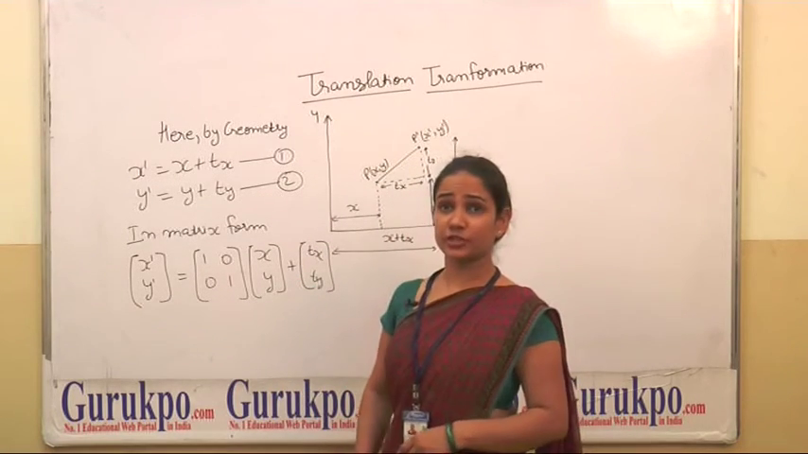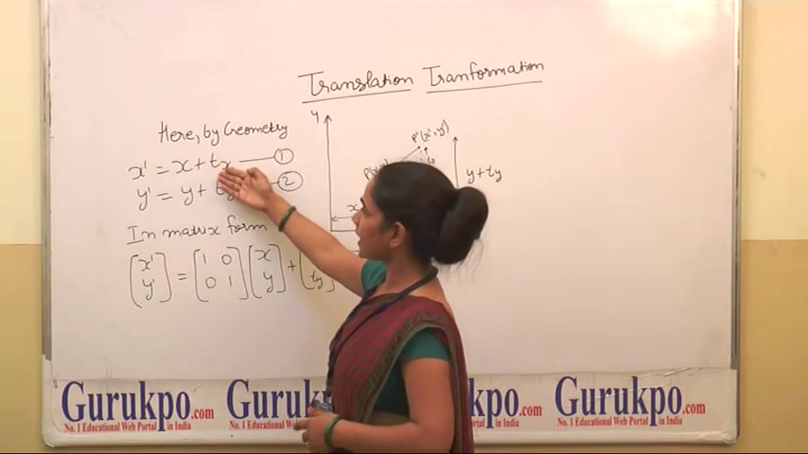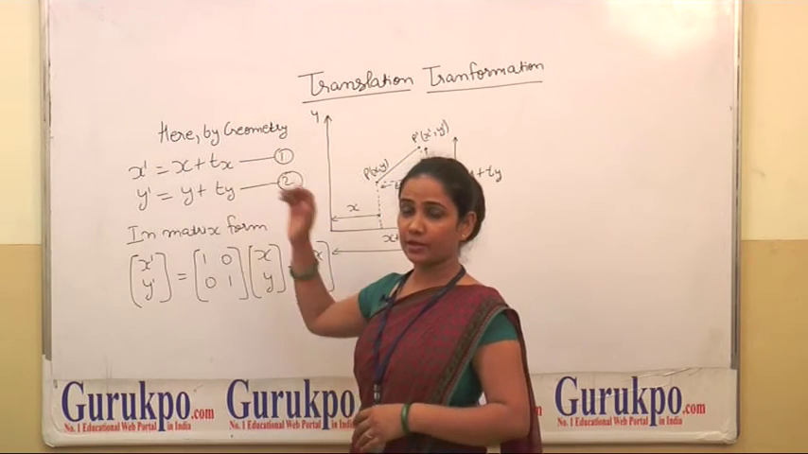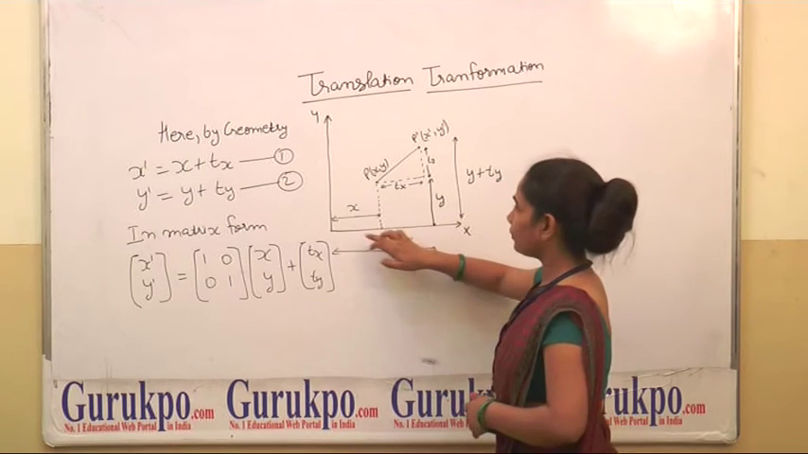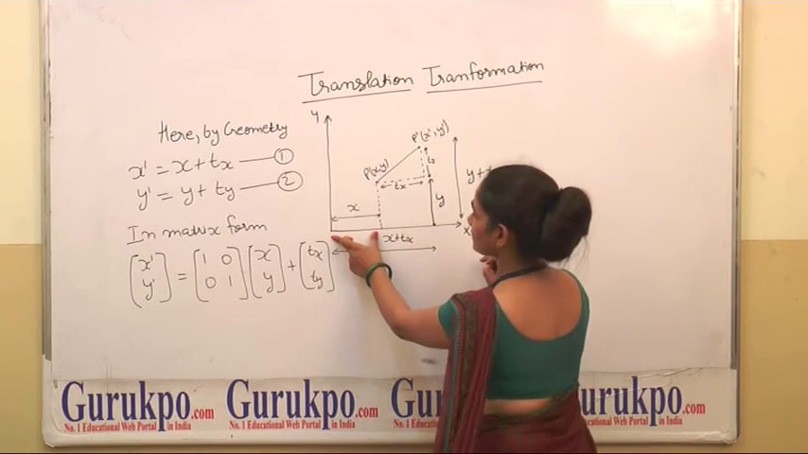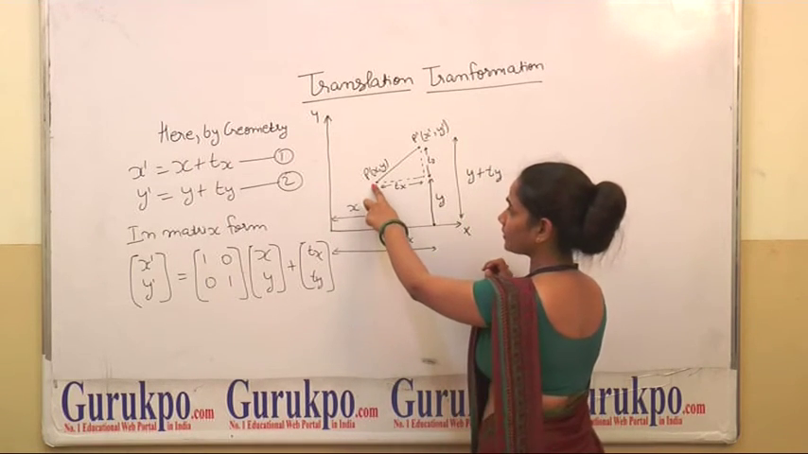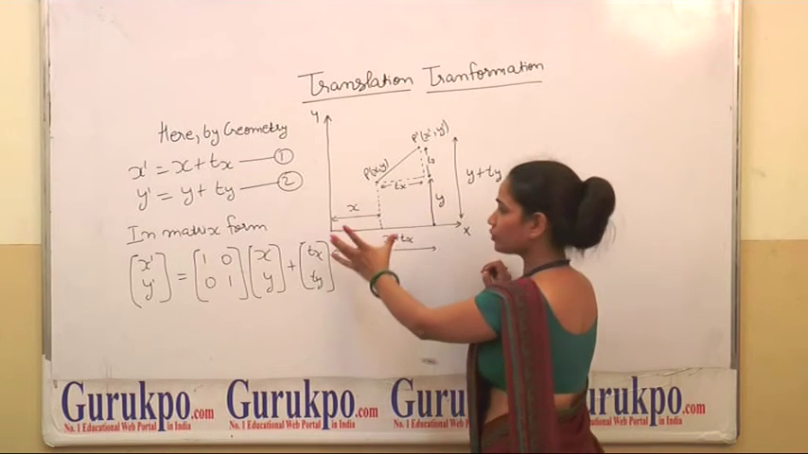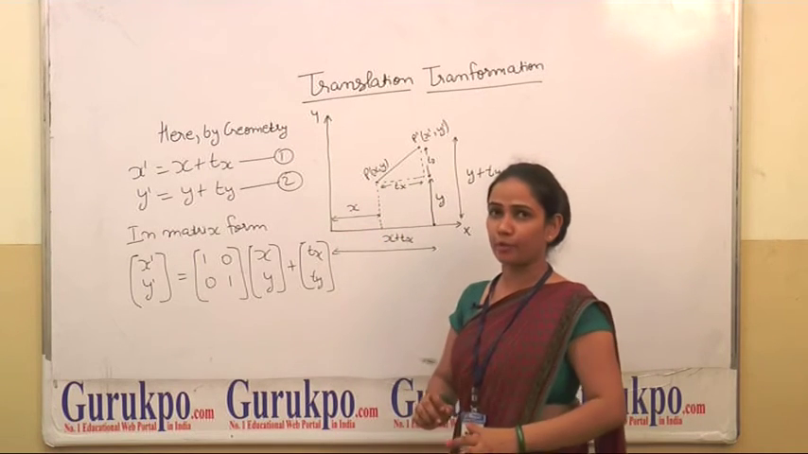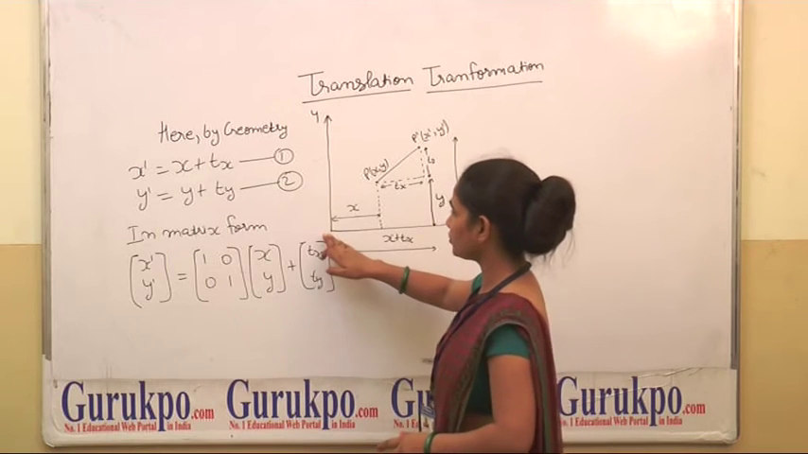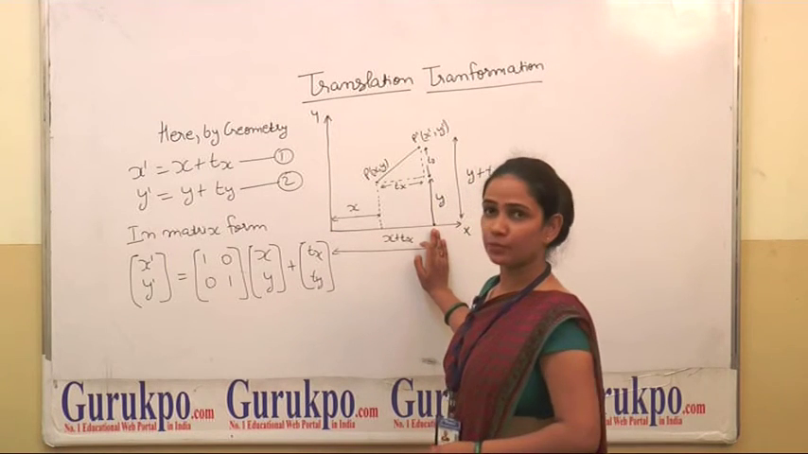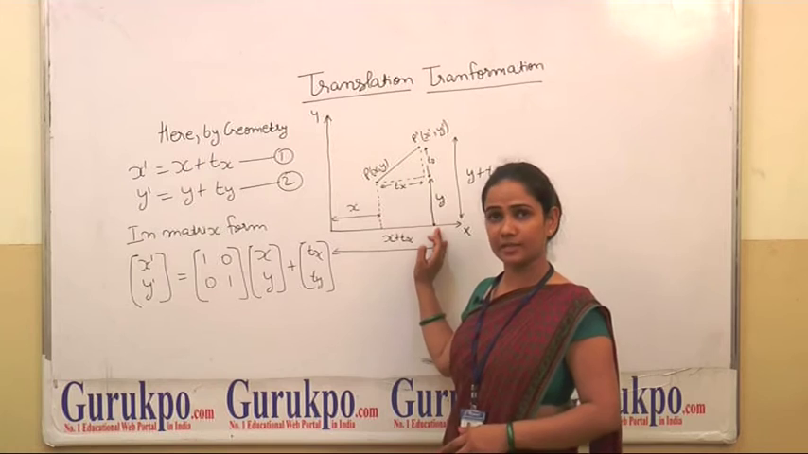By geometry we get to know that x dash is equal to x plus tx. But how? We have this much distance as x and the point is shifted by tx. So the total distance covered by point P dash from the origin to x dash will be x plus tx.